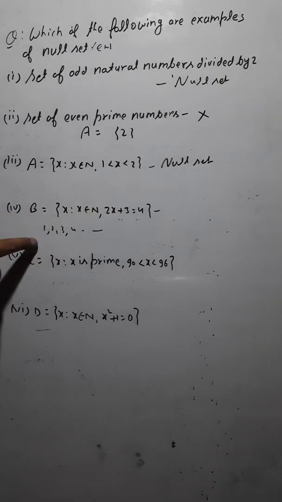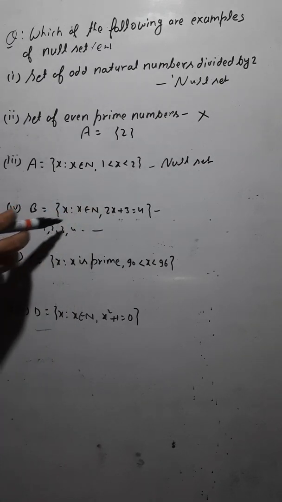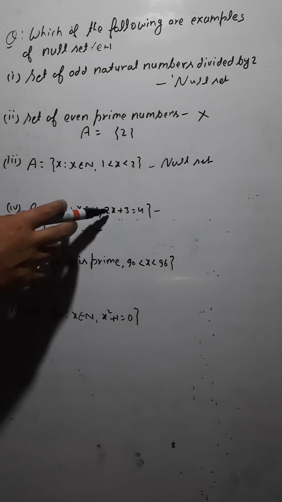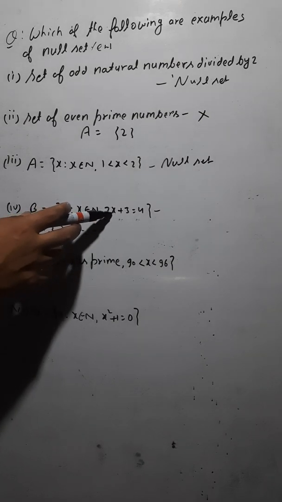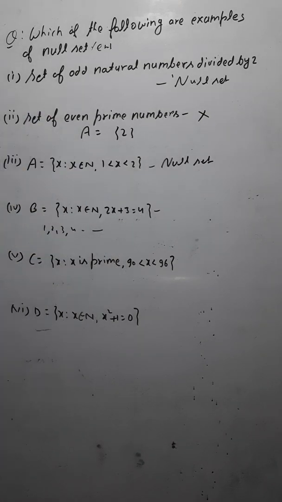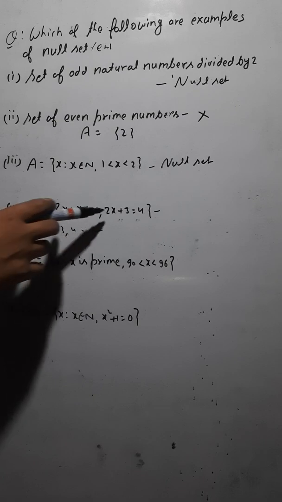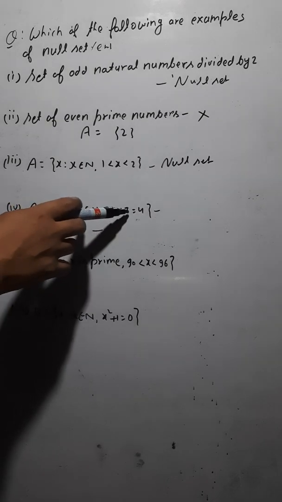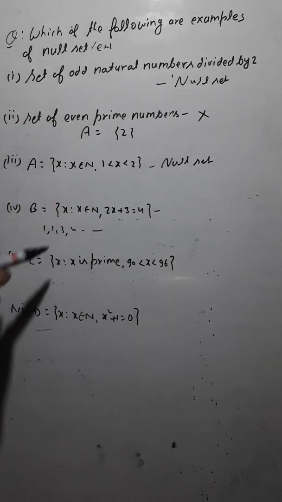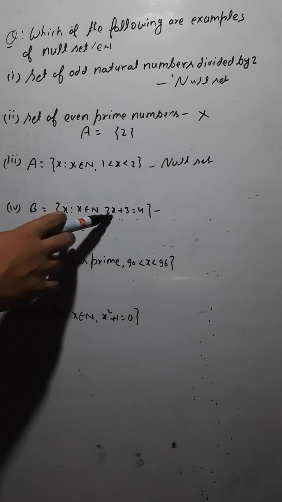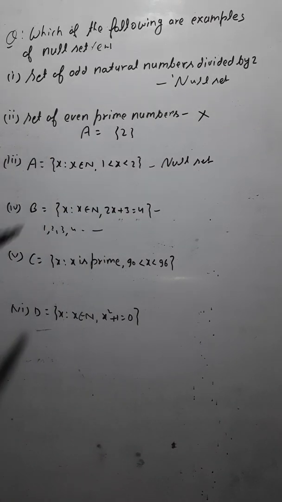Now put one by one value of x here. If you just put the value of x as 1, so it would be 2 times 1 is 2, 2 plus 3 is 5. You are going to get 5 here, but it is not 4. Let's put now 2. So it would be 2 times 2 is 4, 4 plus 3 is 7. Again it is not equal to 4. Let's put 3 now. 3 times 2 is 6, 6 plus 3 is 9. Again it is not equal to 4.